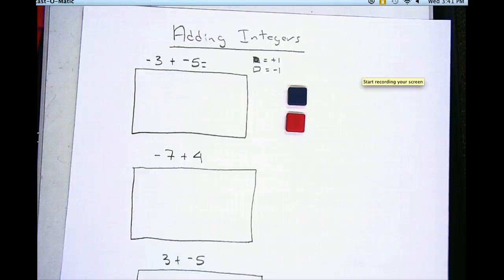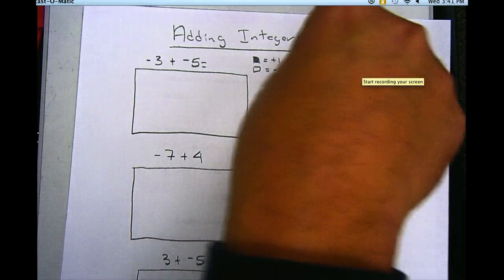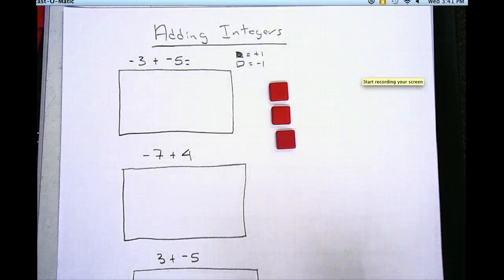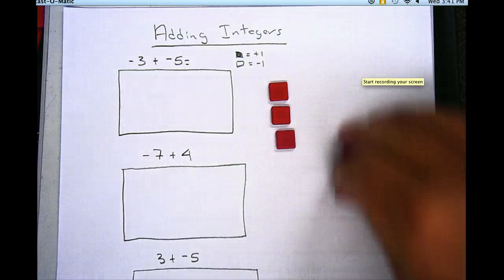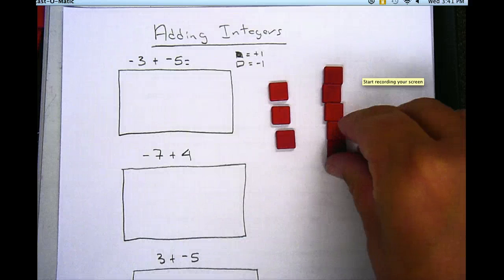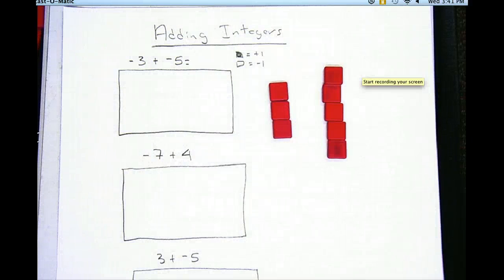So what I'm going to do is I'm going to build the equation -3 plus -5. Well, -3 is just going to look like 3 red tiles. And then if I add -5 to that, I'll have 5 red tiles. This is modeling the equation -3 plus -5. And I'm going to combine them together into one big thing.